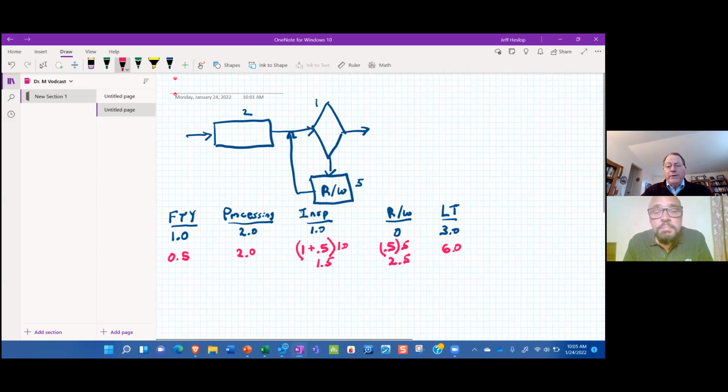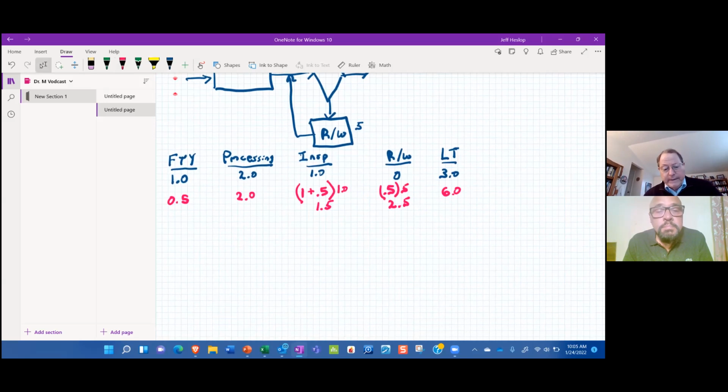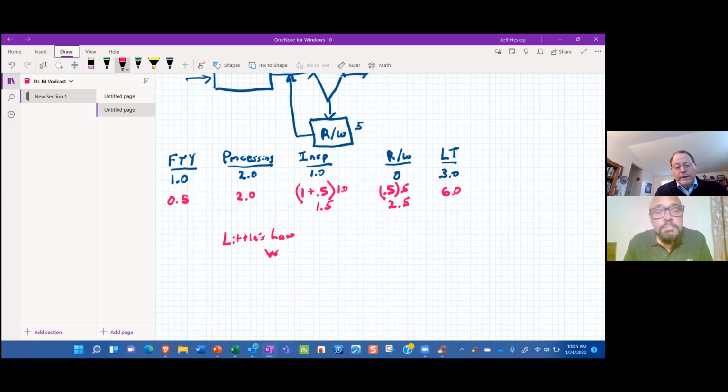So I'm going to scroll up just a little bit here if I can. And just a reminder of Little's law. And I want to look at inventory next. So Little's law says that your work in process is equal to your rate times your lead time.